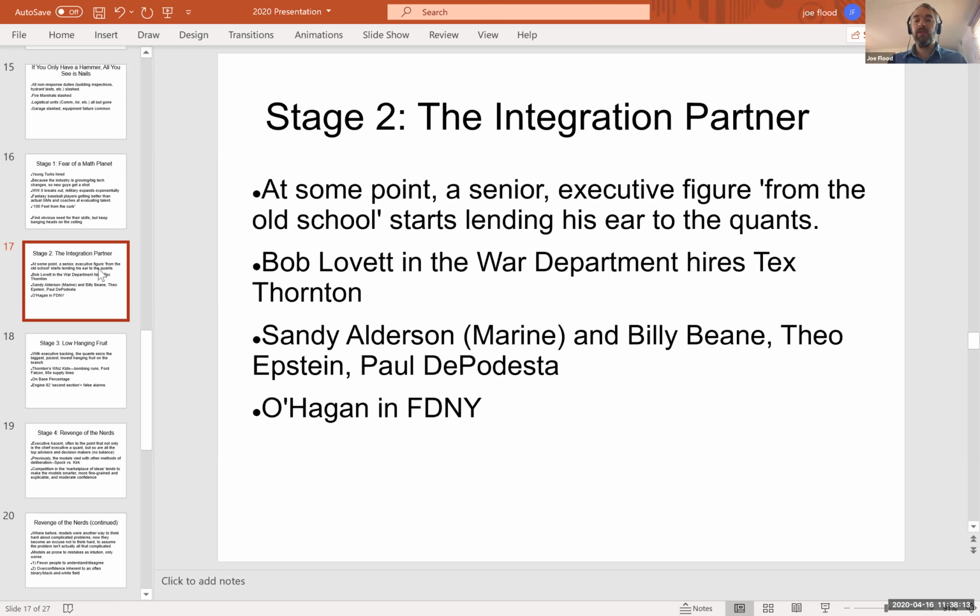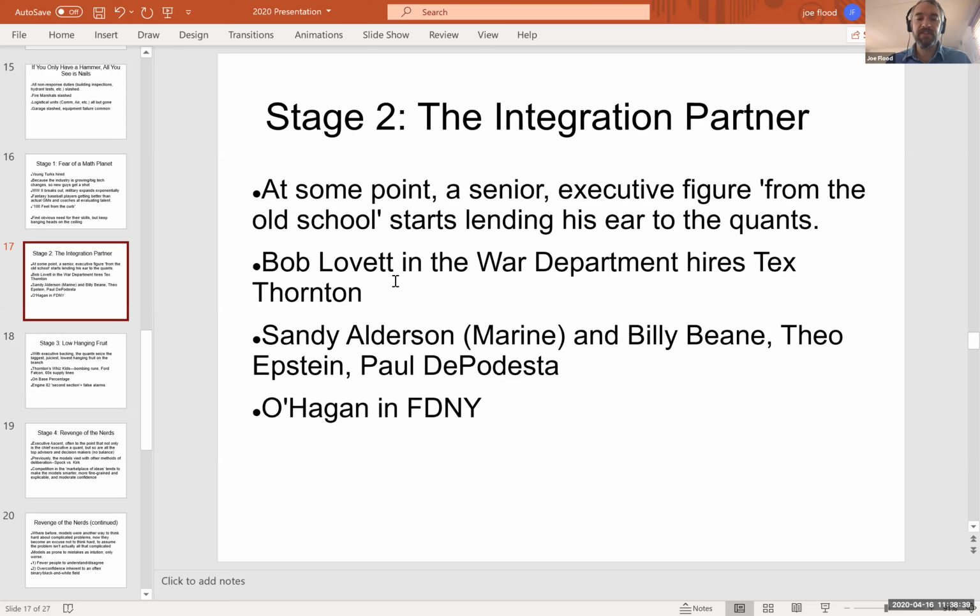In the case of the whiz kids and the World War II statistical planning, it was a guy by the name of Robert Lovett in the War Department, who himself was a businessman and so understood railroads in particular. And so he understood the importance of timing and planning and stats. He brought in a guy named Tex Thornton, who built this team that Robert McNamara became a part of, that was hugely important in World War II.